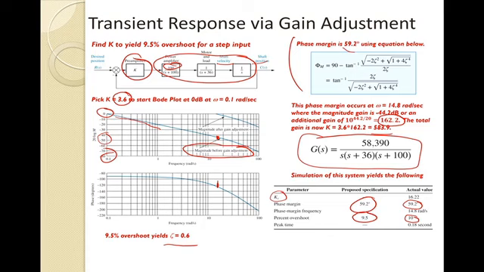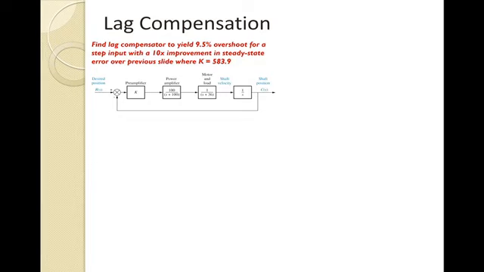And that's basically what we end up with. We could also find our peak time, which is the time at which the overshoot occurs. Again, from our simulation, we could also have worked that through a calculation as well.